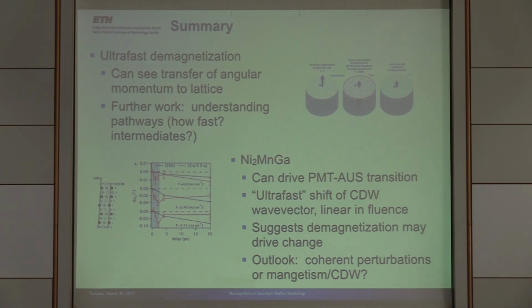And the other example was this nickel manganite, which is one of the first to suggest that the magnetization and this charge density wave distortion may have some kind of connection. And so the question is whether some kind of coherent perturbation can further explore that kind of coupling.